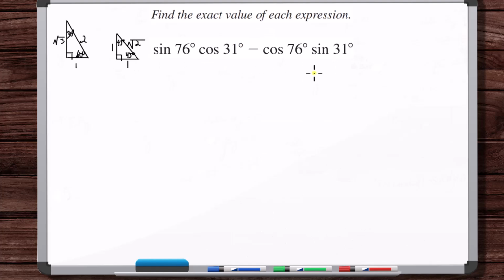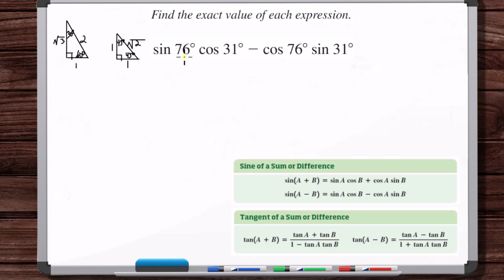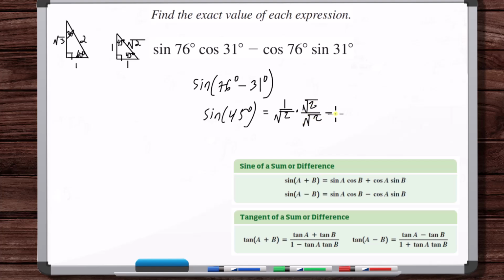Okay, here we can notice that this is in a form where we have the difference formula for sine, with A being 76 and B being 31. So we can write this as sine of 76 minus 31, which is sine of 45, which is 1 over root 2. Multiply that by root 2 over root 2, and you get root 2 over 2.